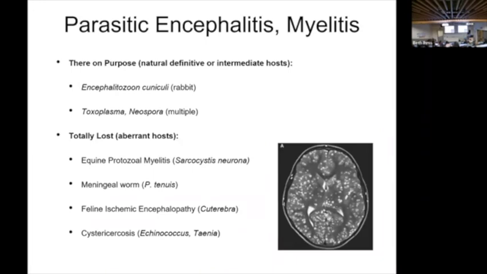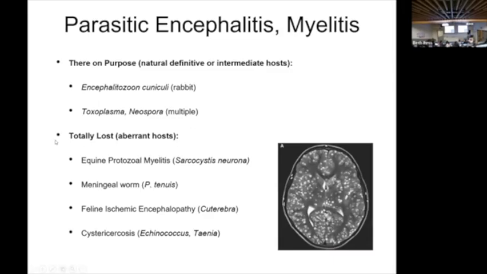All right, real quick, and then we're done. Parasitic encephalitis and myelitis. I break these into a couple different classes. So there's things that are there on purpose. They're in their either definitive or intermediate host. They want to be there. So they tend to not cause a lot of clinical disease in their natural host.